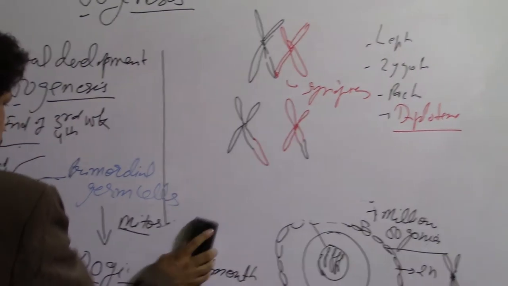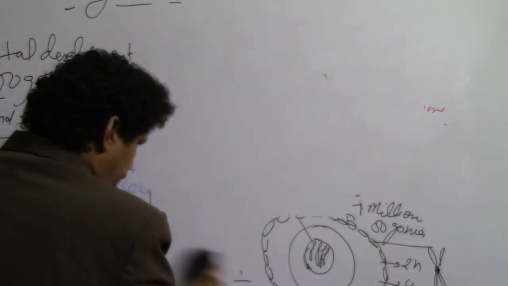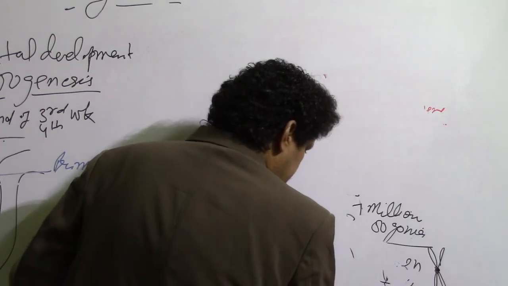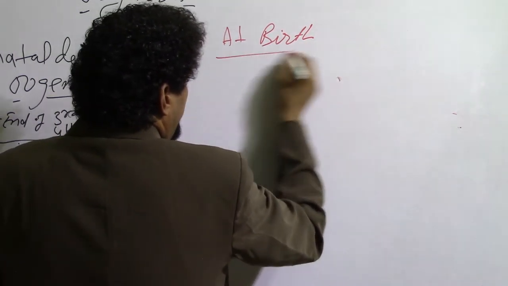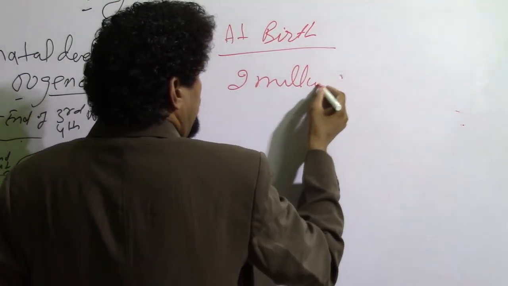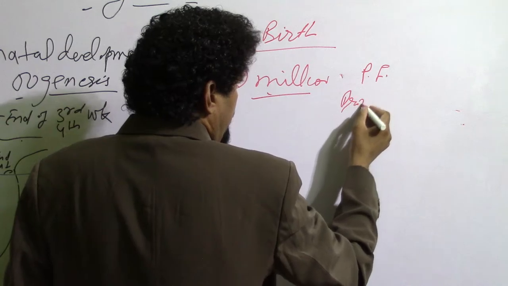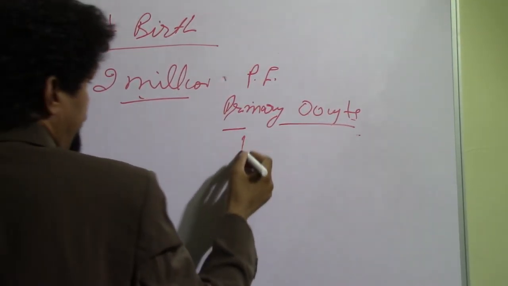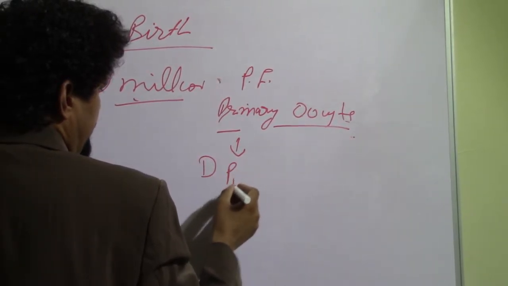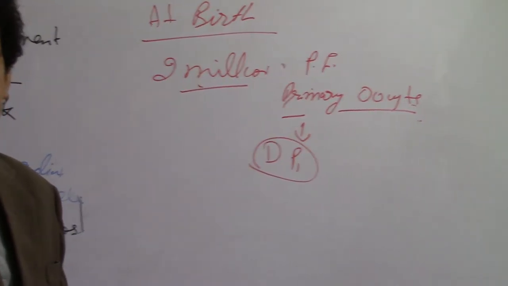At birth, all follicles in the ovary are primordial follicles. So at birth of a female child, there are 2 million primordial follicles with primary oocytes arrested in diplotene of prophase one.